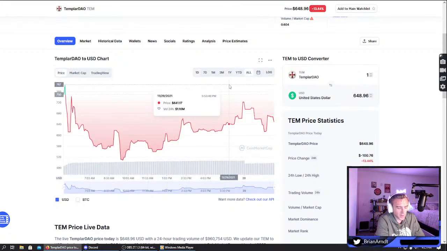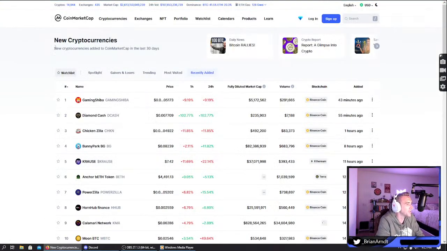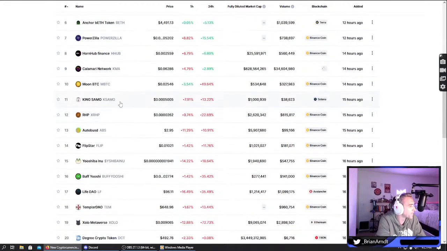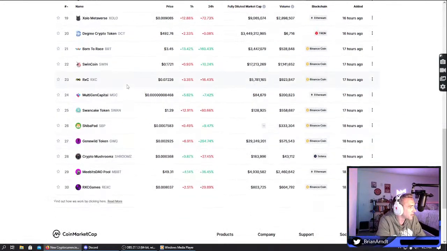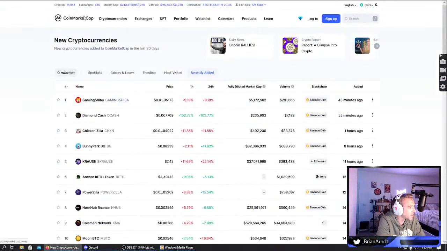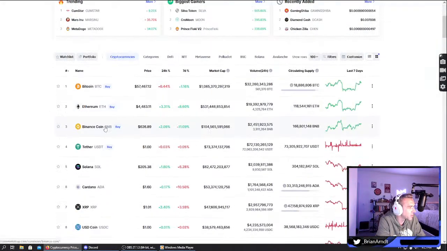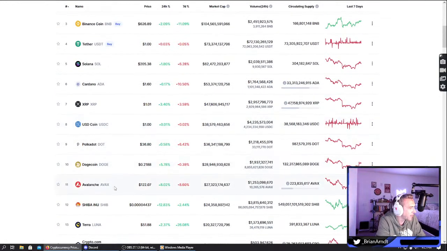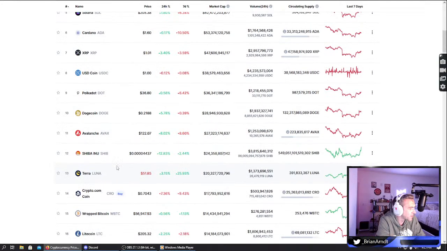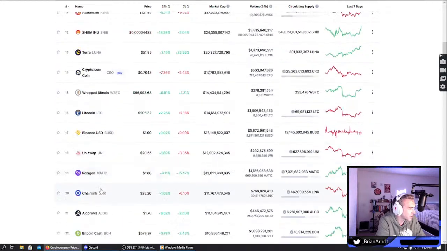But yeah, anyway, this is all cool to see. I think it's fun to go on CoinMarketCap and just check out some of the Buff Yoshi. Nice. But just like to check it out. Let's actually look at the top once again. So Bitcoin's still up top. XRP still at 7. Avalanche dropped below Doge recently from 10 to 11. Shiba's still hanging on. CRO's losing a little bit as well, but that's to be expected.